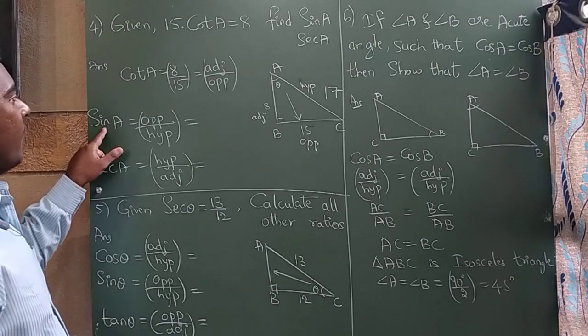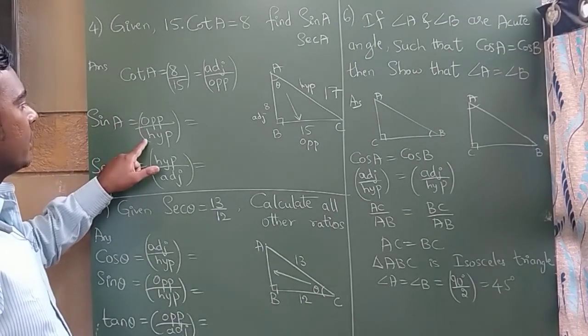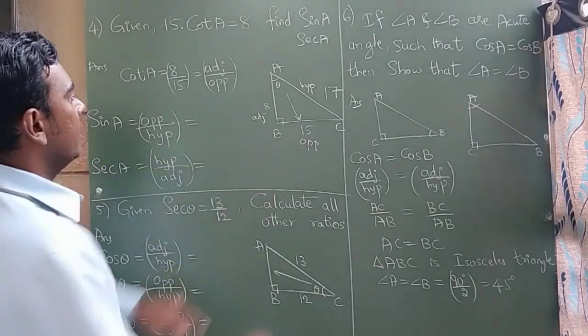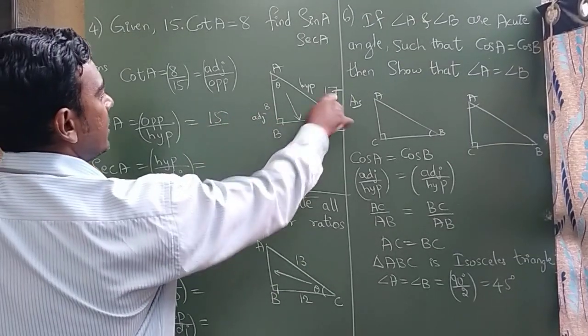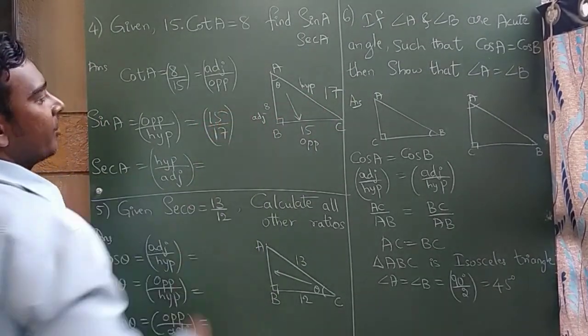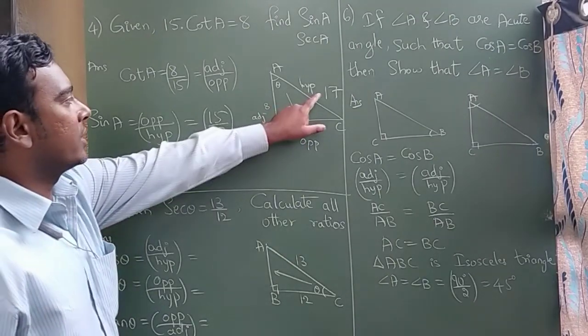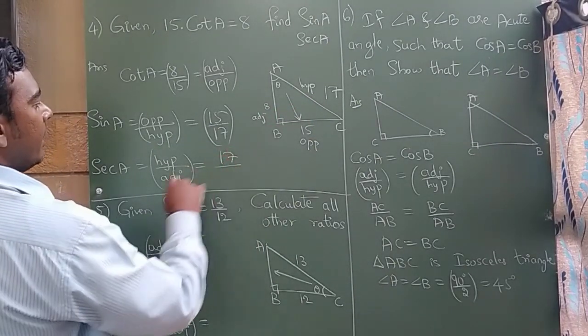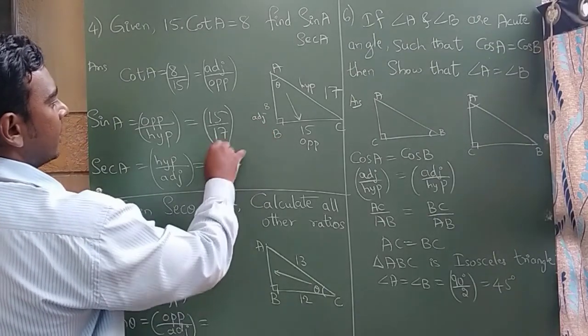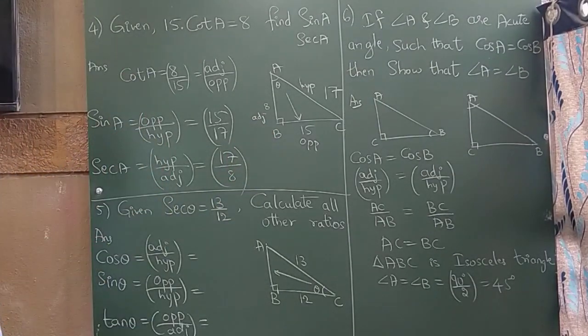What are they asking? Find sin A. Sin means what? Opposite upon hypotenuse. Opposite is how much? 15. Hypotenuse is how much? 17. Secant A. What is that? Hypotenuse upon adjacent. Hypotenuse is how much? 17. Adjacent is how much? 8. This completes your question number 4.